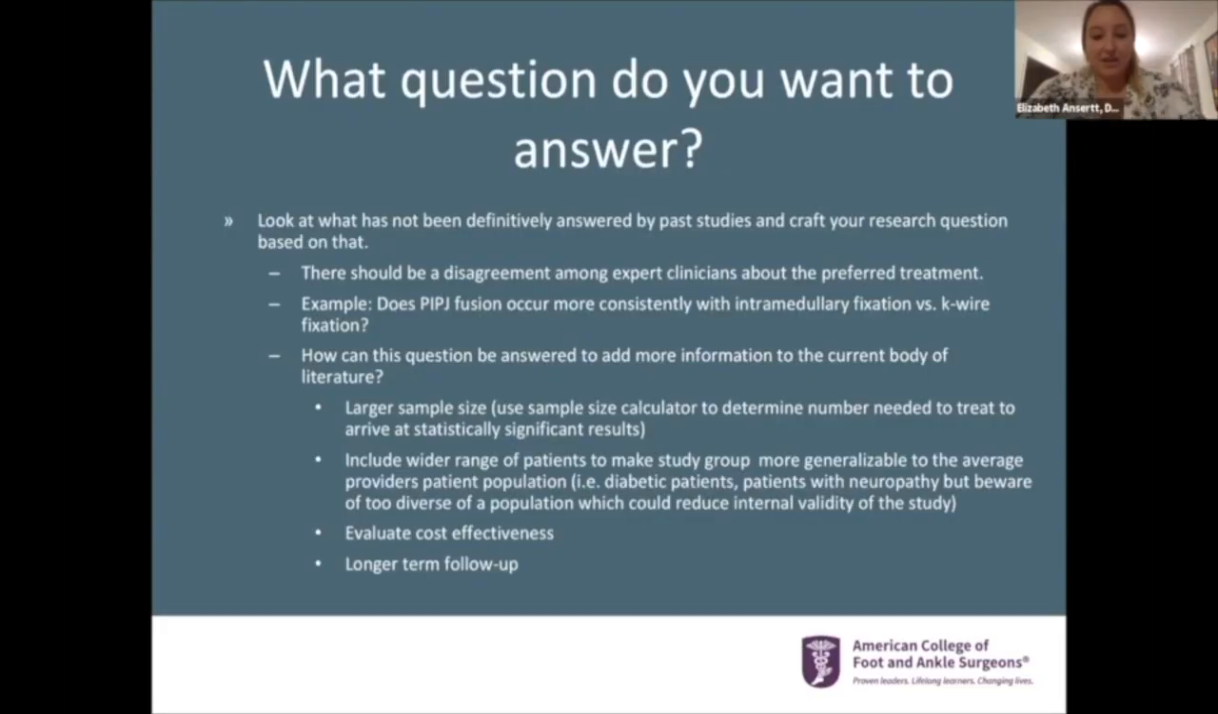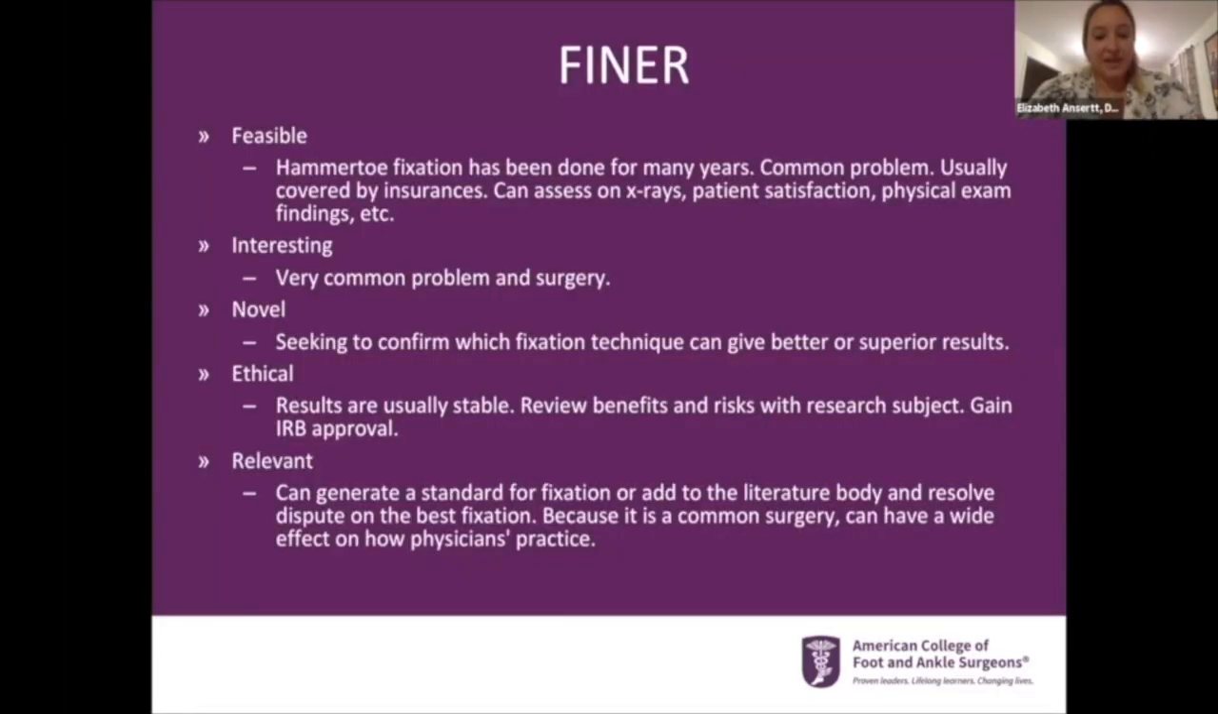We think back to the limitations that we've already found in our previous literature, such as large sample size, generalizability, longer follow-ups, examination costs, et cetera. So now we're going to apply that to the final criteria. So is this feasible? Yes, hammer toe fixation can be done and has been done for many years, and it's a very common problem. Usually the surgery is covered by insurances, so you can also assess the results in many different ways, such as x-rays, patient satisfaction, physical exam, et cetera.